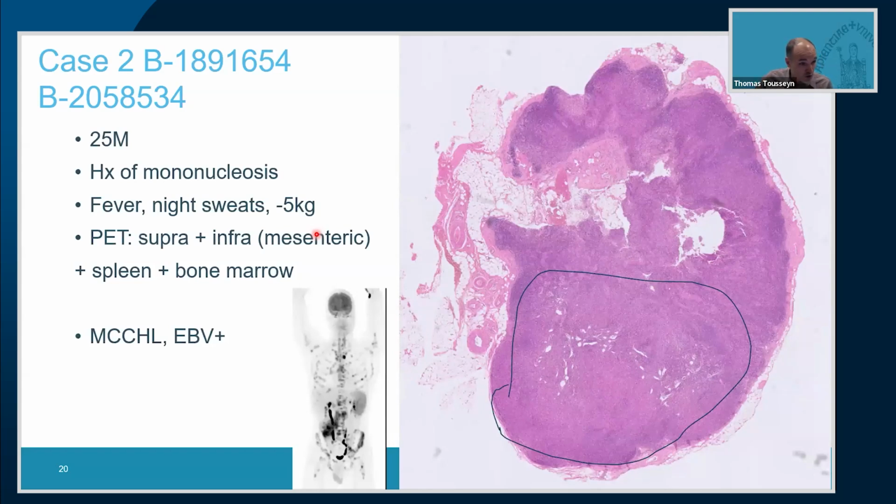Case 2 is also a young male with a history of mononucleosis many years before, presenting with fever, night sweats and weight loss, with involvement of lymph nodes above and under the diaphragm with bone marrow involvement, as you can see on the PET scan. An interesting feature here is that this lymph node was a very superficial one and was only partially involved. So another argument to always provide excisional biopsies and not restrict to core needle or fine needle aspirations.